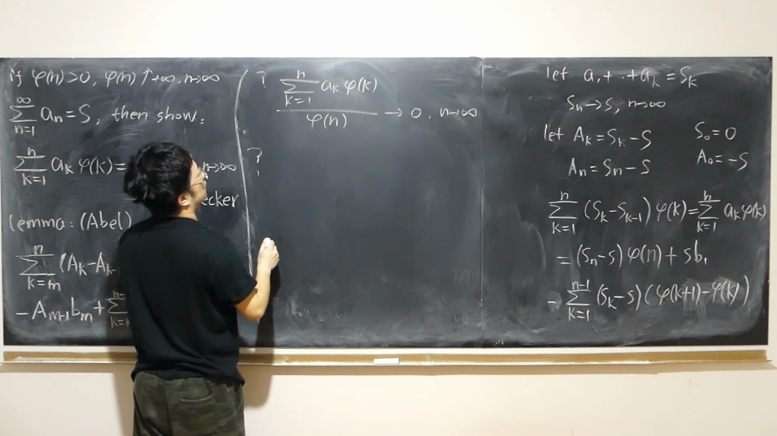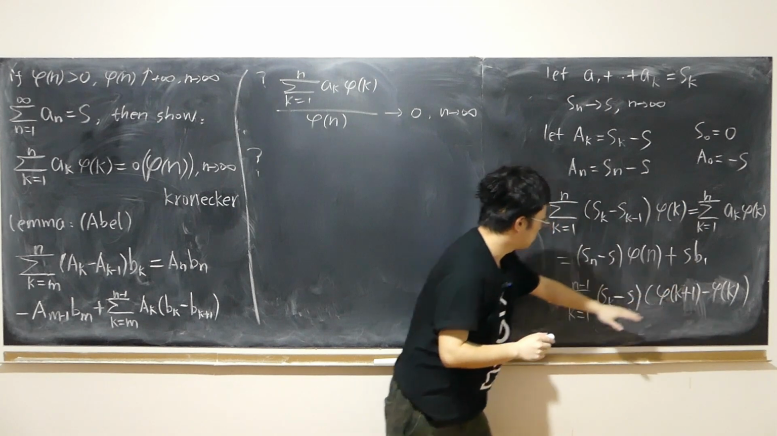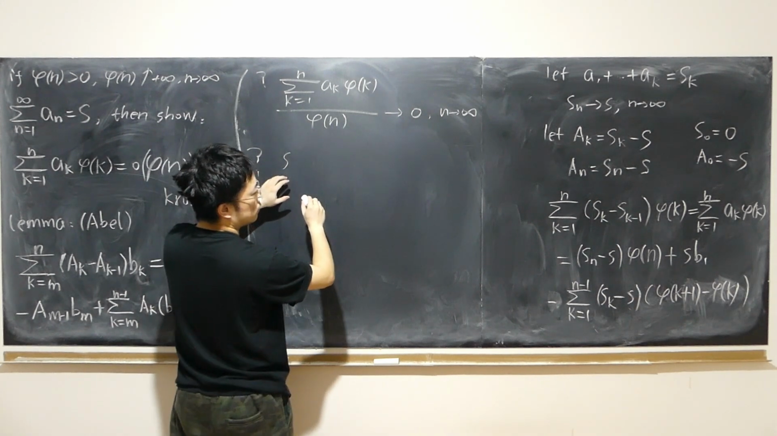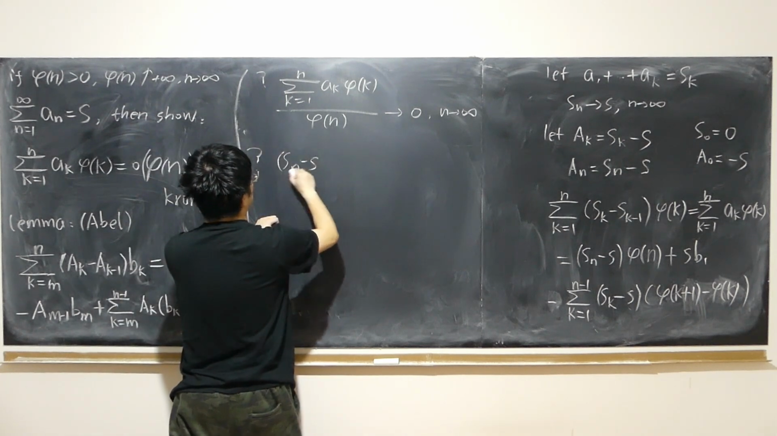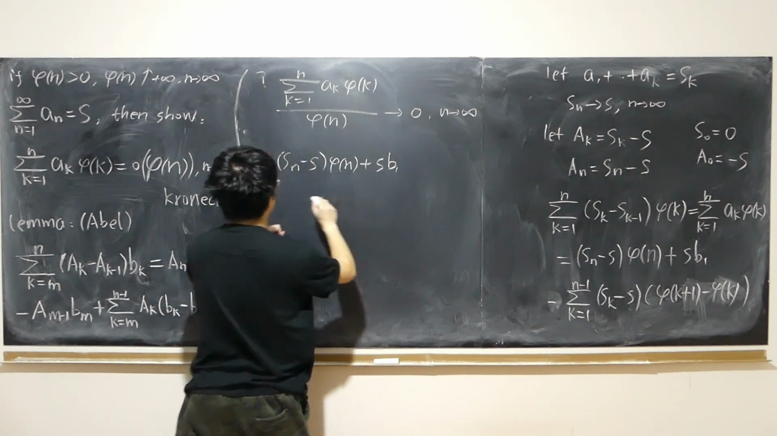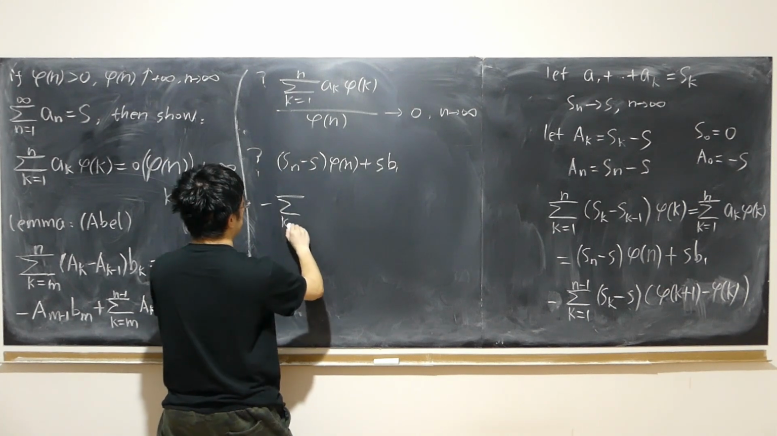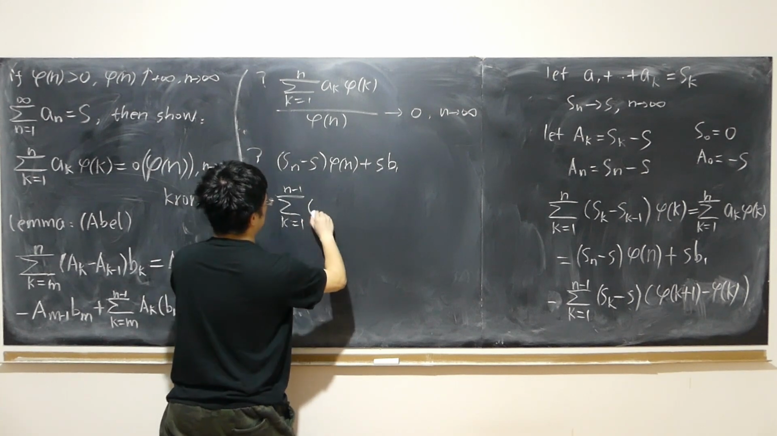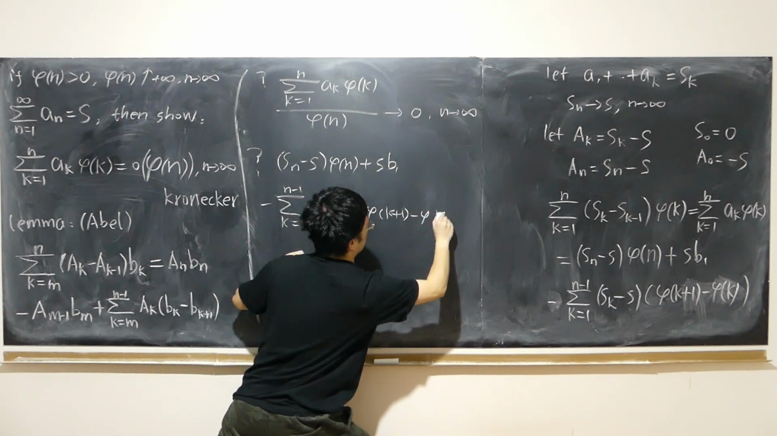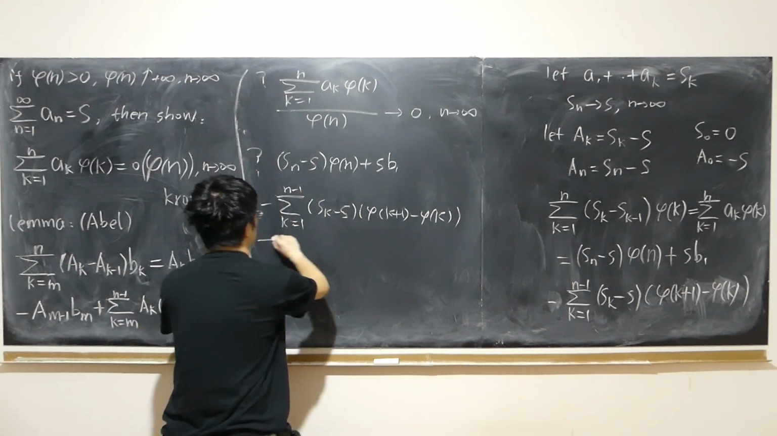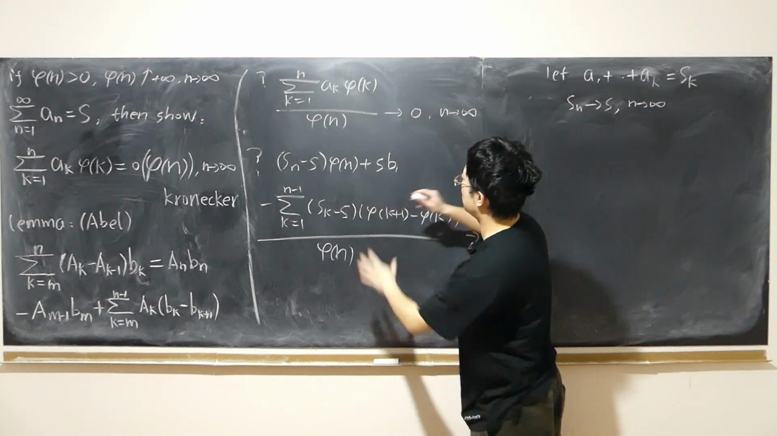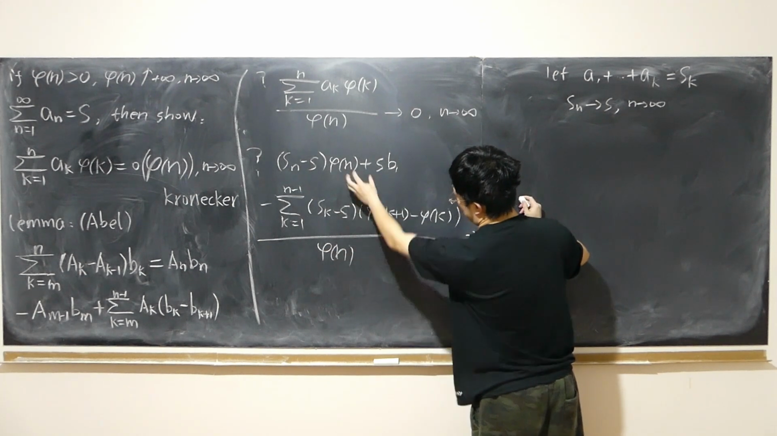In other words, I want to see if this divided by Sn minus S times phi of n plus S times B1 minus the sum from k equals 1 to n minus 1 of Sk minus S times phi of k plus 1 minus phi of k, divided by phi of n, is it approaching 0? If I divide everything here, that's included in the numerator, so everything divided by this part, this part will be gone.